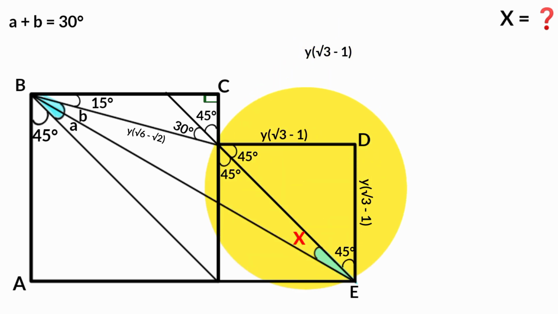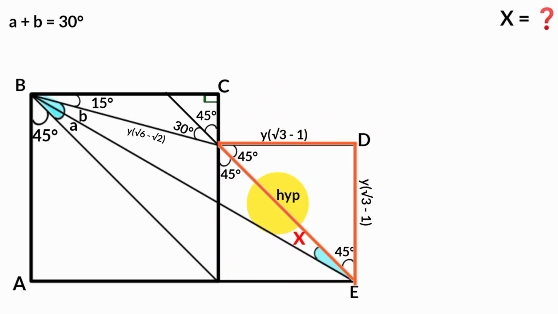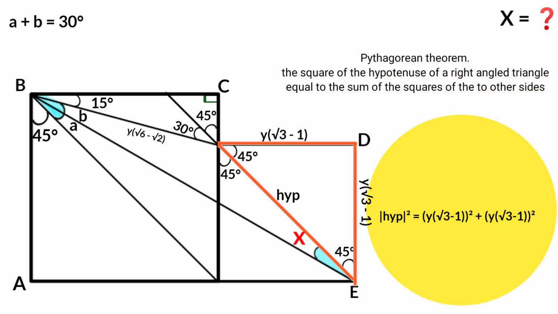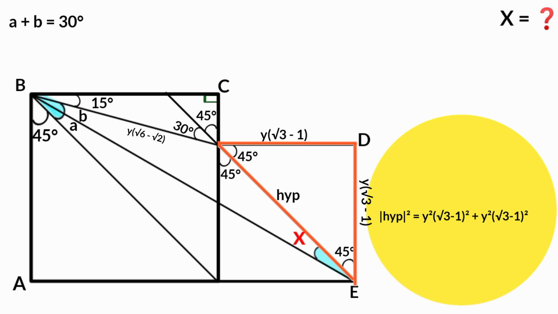We substitute here. Now from this triangle, this is its hypotenuse. The Pythagorean theorem states that the square of the hypotenuse of a right angle triangle is equal to the sum of the squares of the two other sides. So based on that, hypotenuse squared equals [y(root 3 minus 1)] squared plus [y(root 3 minus 1)] squared. That is y squared (root 3 minus 1) squared plus y squared (root 3 minus 1) squared, which is 2y squared (root 3 minus 1) squared. So hypotenuse squared equals 2y squared (root 3 minus 1) squared.